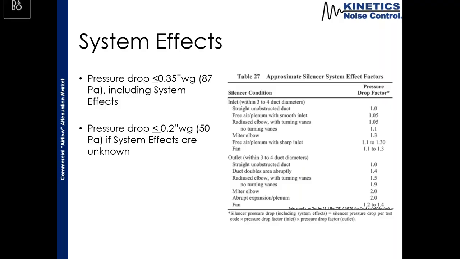When we don't know what these system effects are yet, we're going to design the silencer for about 0.2 inches of water gauge or 50 pascals. When we do know what the system effects are, we're going to design for about 0.35 inches. Now, the way that these duct elements interact with the silencer is we apply a factor based on what the element is and how close it is to the silencer. Now, on the right there, you can see a chart that's just out of ASHRAE. That's a brief table that goes over a couple examples. You can see the factors there.